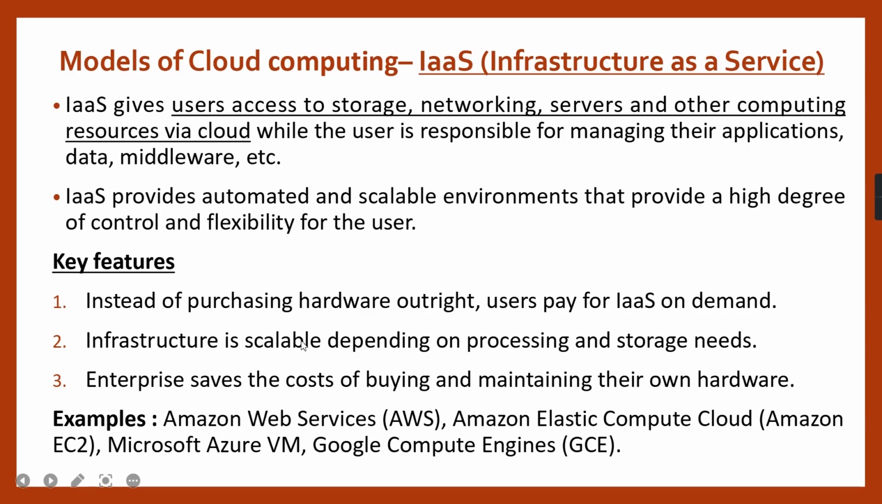Okay, so infrastructure is scalable. Scalable means it is flexible. Means for this year they may need 50, and if the demand increases, maybe upscale to 60. Okay, so infrastructure is scalable depending on the process and storage needs. Then the enterprise saves the cost of buying. Okay, as I explained, such expensive storage, networking, and server hardware is not needed to buy. So the enterprise saves the cost of buying and maintaining their own hardware.